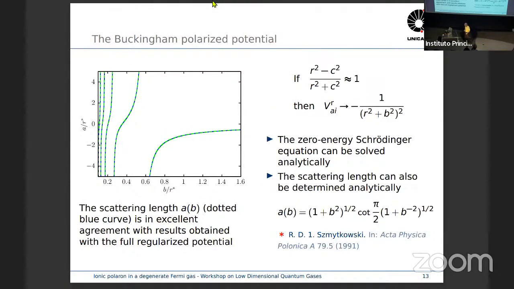There is also this Buckingham polarization potential. This Buckingham polarization potential is the one where the regularization is just given by this part. In other words, where this prefactor of our potential can be approximated, taken as 1. In this case, the Schrödinger equation can be solved analytically, and also the scattering length can be known analytically. And in this case here, I show you the results for this expression by this dashed blue line. The agreement is remarkable, at least in the range of these B values that are of interest for us.